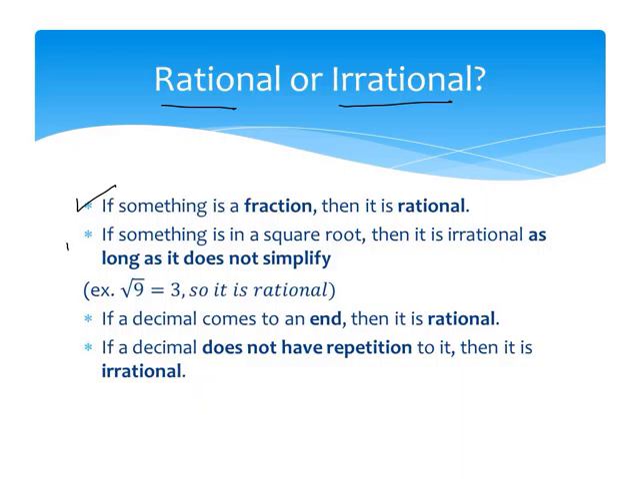If you have a square root, then it's irrational as long as it doesn't simplify. So what does that mean? Well, the square root of 9 is 3. So that's going to be considered rational. Versus the square root of 10 does not simplify, so that would be irrational. If the decimal comes to an end, then it's rational, if it terminates. And finally, if a decimal does not have repetition to it, then it's irrational.